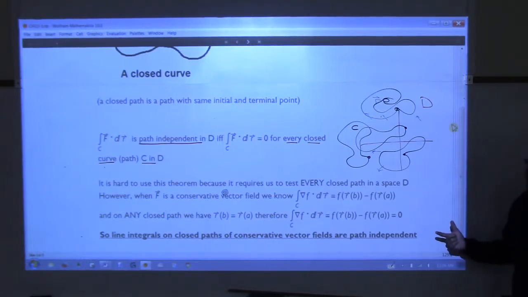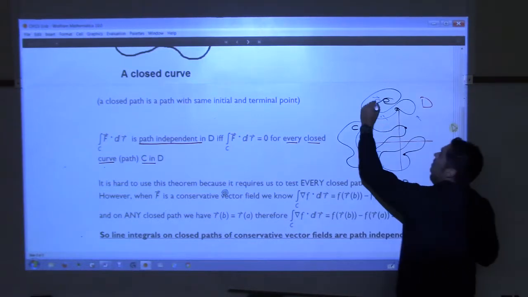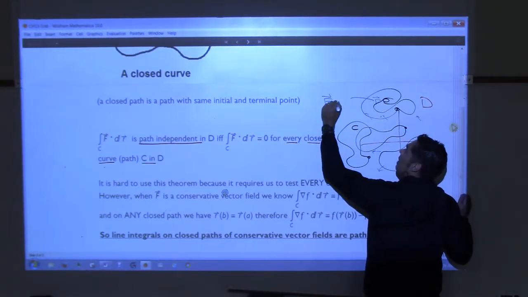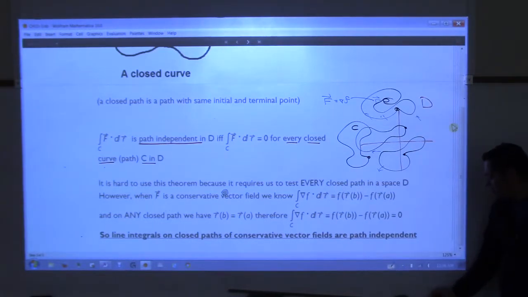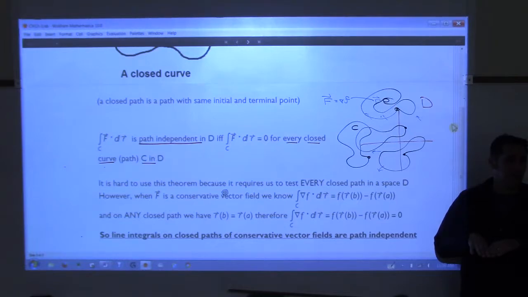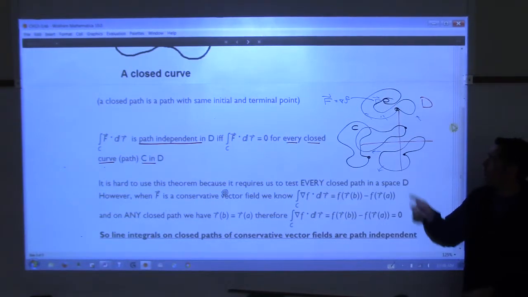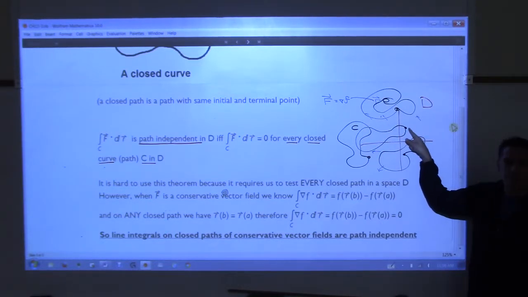However, if the vector field F is conservative, if F is the gradient of little f, what do we know from the fundamental theorem of line integrals? That the work is equal to the difference of the scalar function at the endpoints, right? And therefore, if I start at any closed curve, I draw a curve and come back to that same point, what's the work going to be there? It's going to be 0, right?